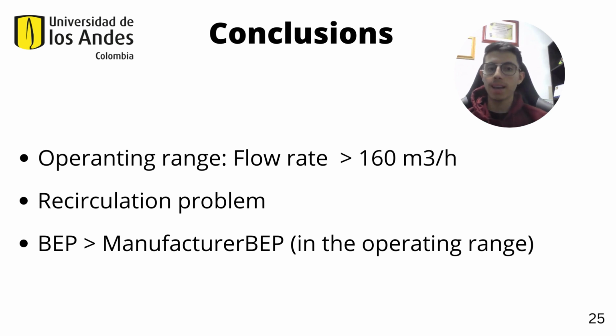The pump has a recirculation problem due to the size of the cutwater being big. As a result, the pump presents axial flow in flows lower than 160 cubic meters per hour. Finally, the BEP efficiency of the pump in the operating range is greater than the BEP efficiency of the manufacturer pump.